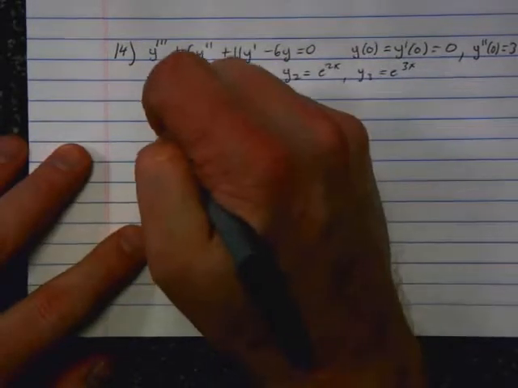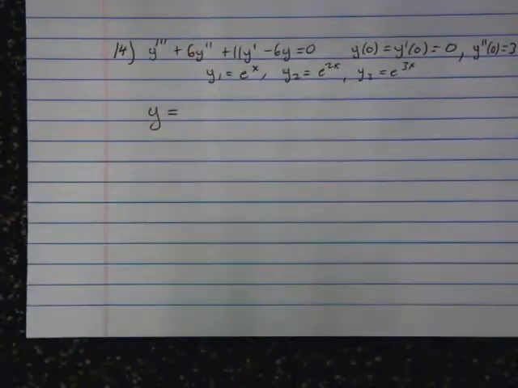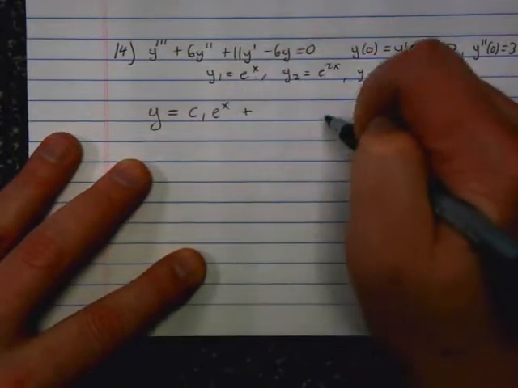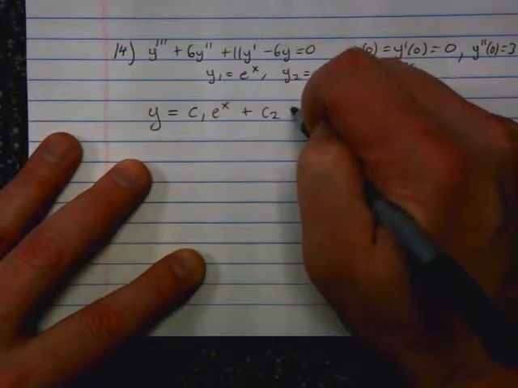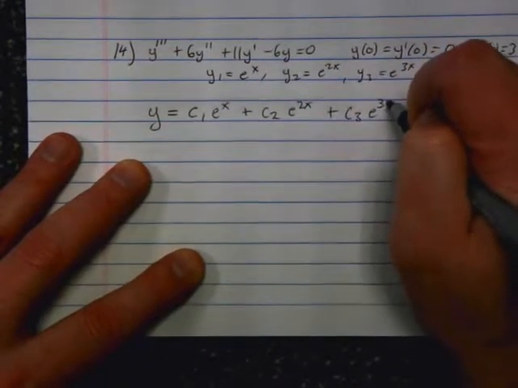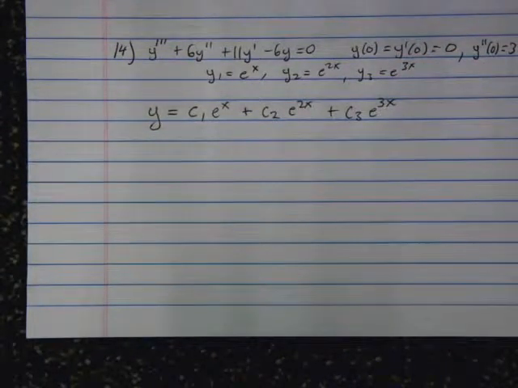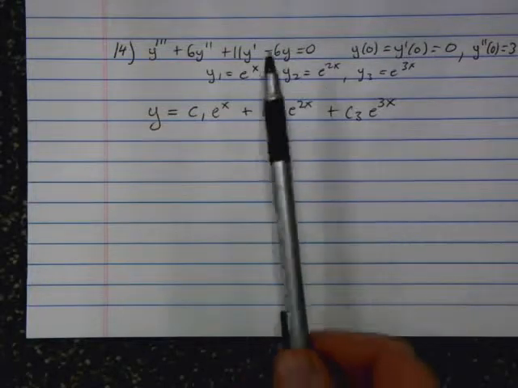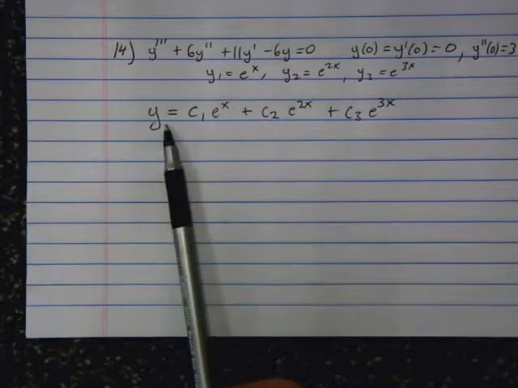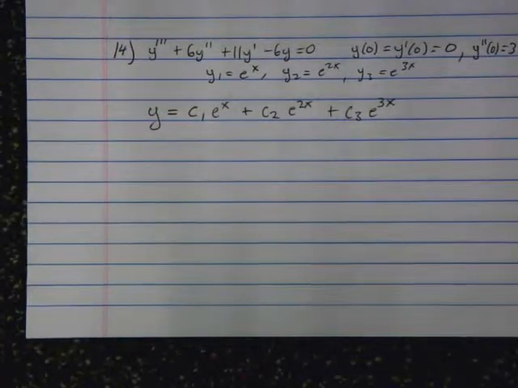First off, what does the solution have to look like? Isn't that like c1 y1 plus c2 y2 plus c3 y3? And that was our big theorem. Our big theorem says if you have 3 linearly independent solutions, any solution can be written as a combination of those 3.